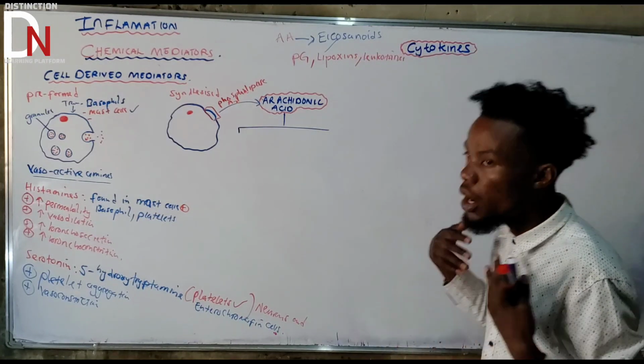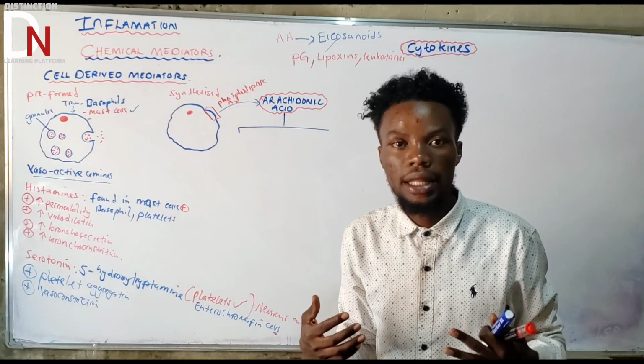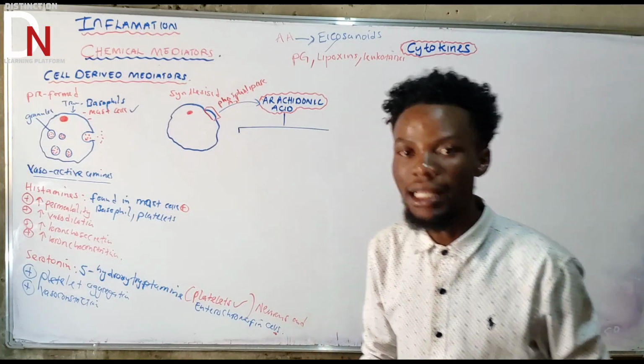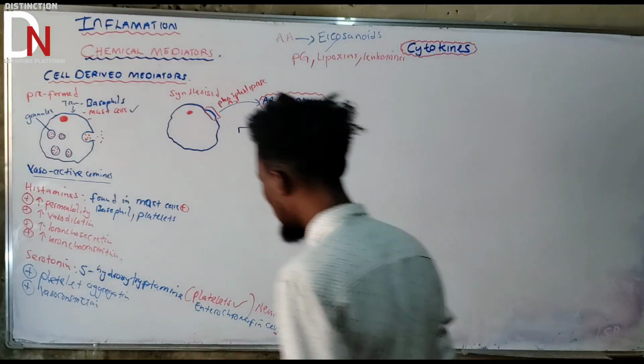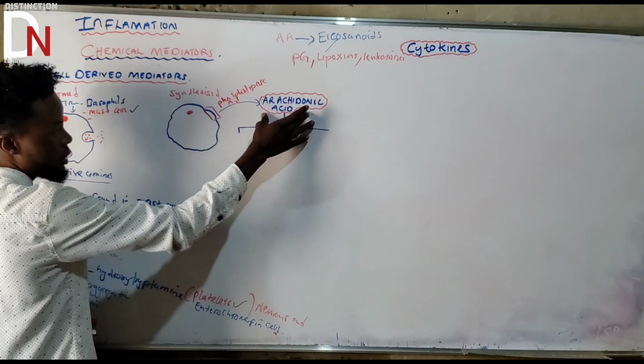Now, the question is, how do they come about? You need to understand the pathways because you're going to be examined on that. So, what are those pathways? Let's start with this one. So this is arachidonic acid.